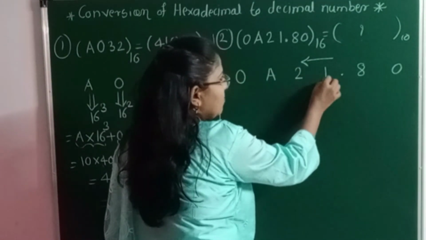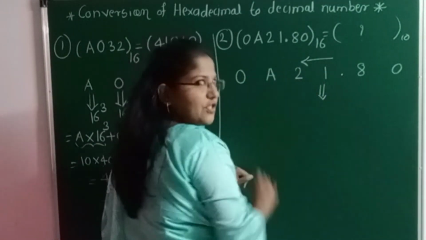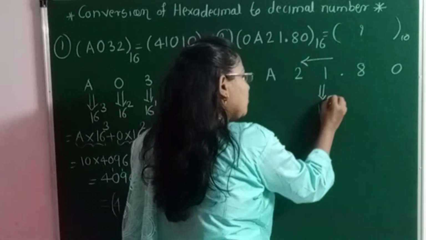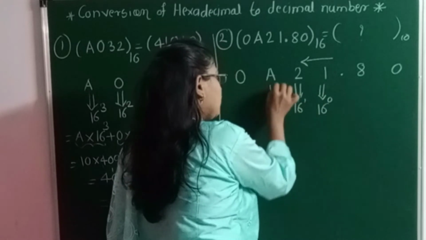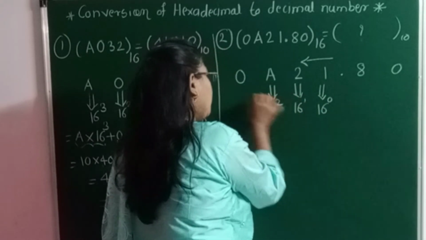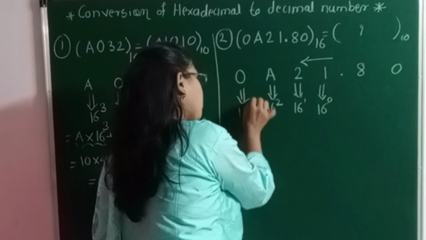So this is the rightmost bit for the integer part. So its associated weighted value is 16 raised to 0. Next 16 raised to 1, 16 raised to 2, 16 raised to 3. Now what is left now?